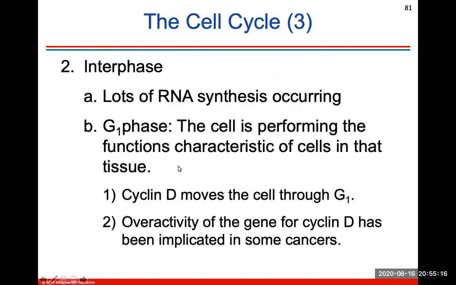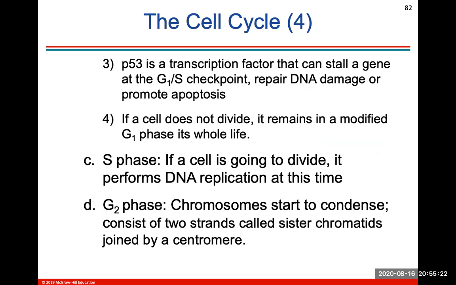So interphase is the growth phase. Lots of RNA synthesis is occurring. This will take you through those growth phases. The S phase, if a cell will divide, it'll replicate its DNA at this point. And then in G2 phase, the chromosomes will start to condense, and they will consist of 2 strands called sister chromatids joined by a centromere.